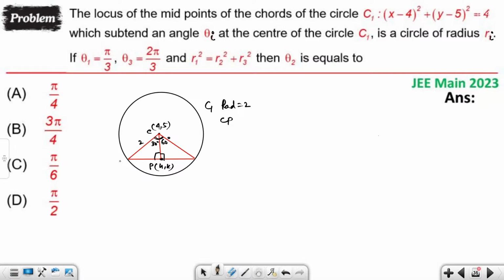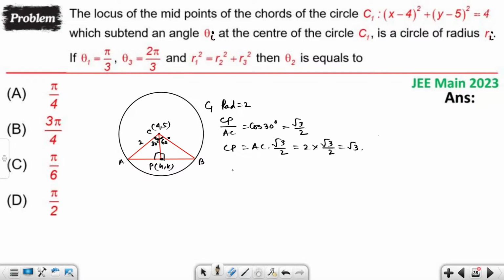Now, from the triangle CAP, look at it carefully. This angle is 30 degree. So what will be your CP? CP over AC is cos 30 degree, right? That is root 3 by 2. So CP is AC into root 3 by 2. And the length of AC, which is the radius of the circle, is 2. So it is coming to 2 times root 3 by 2. That gives us root 3. Okay? So the length of CP is root 3.